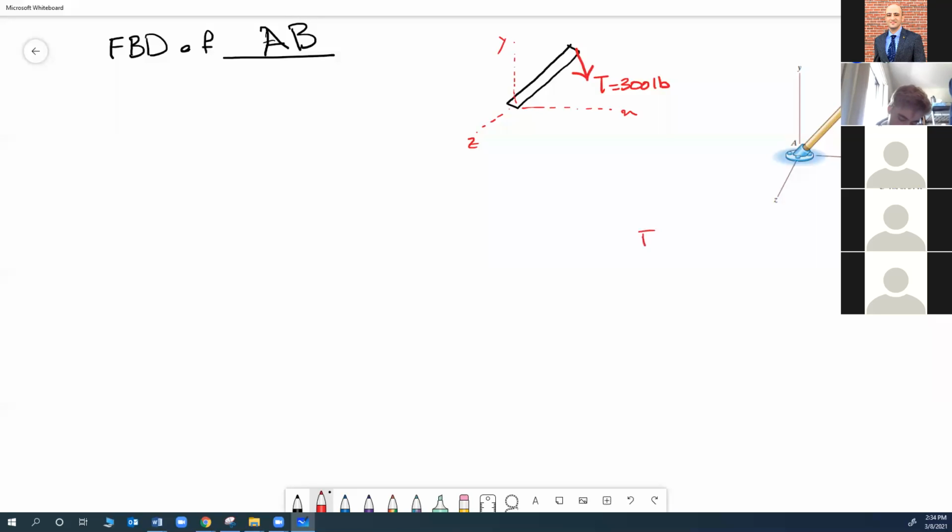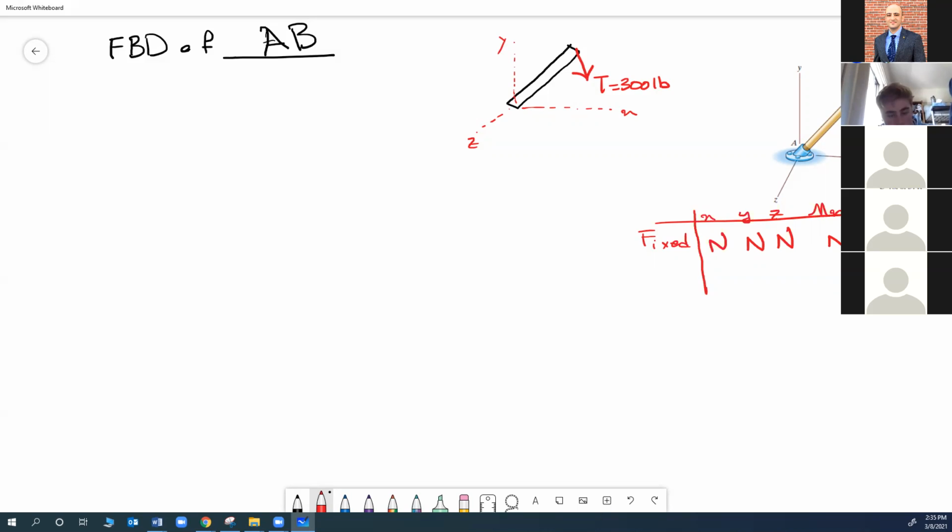So fixed support, if you want to draw X, Y, Z, MX, MY, MZ. You guys already answered that. Does it move in X? No. Does it move in Y? No. Does it move in Z? No. Does it rotate around MX? No. MY? No. MZ? No. So it has 6 unknowns because it's 100% fixed.